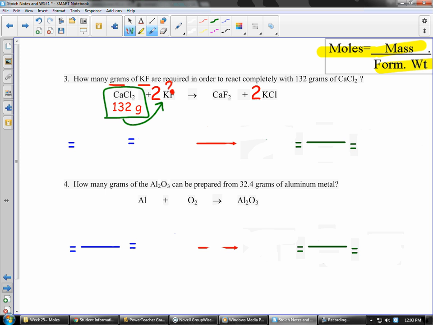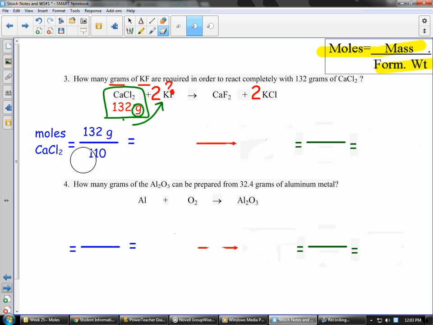And no, I can't just double this, because we cannot move along in grams. We can only move along in moles. So what we're going to do is we're going to say if I want moles of calcium chloride, I'm going to take my mass of calcium chloride over the formula weight of my calcium chloride. You should get 1.2 moles of calcium chloride. Check your ratio. Pause when you would like.